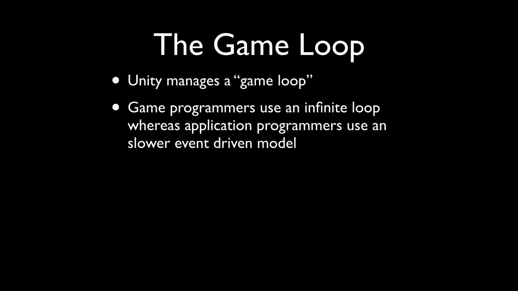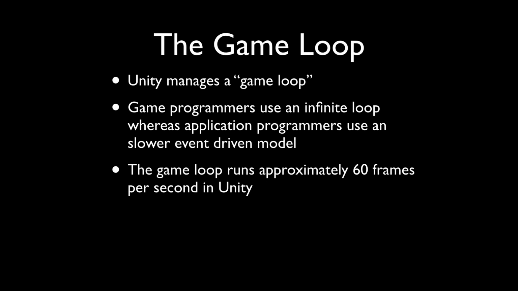But what's different about the way game programmers write games versus the way a corporate programmer or an application programmer writes applications, or apps if you prefer the term, is game programmers use this loop that's always running, and that's what really gives them the speed of execution that they need. The event-driven model that application programmers use is usually quite a bit slower. So the game loop runs at about 60 frames a second in Unity.